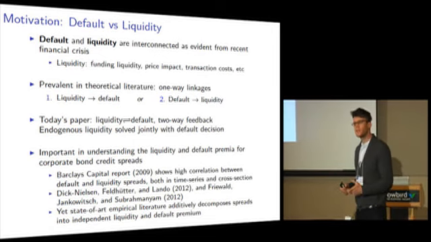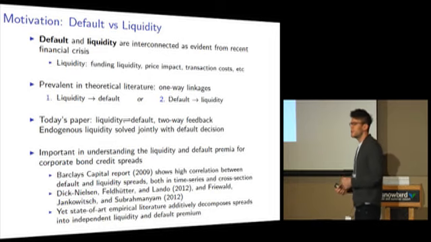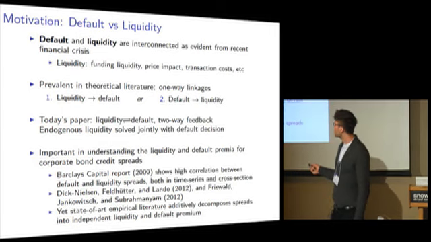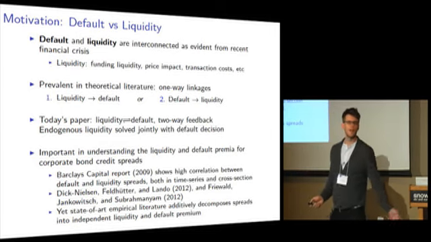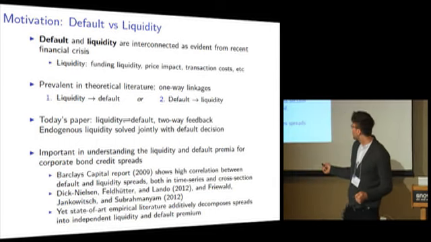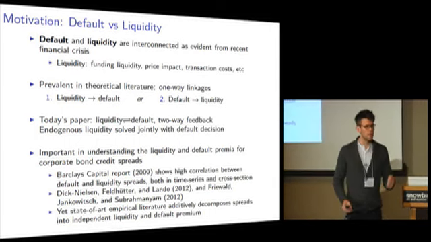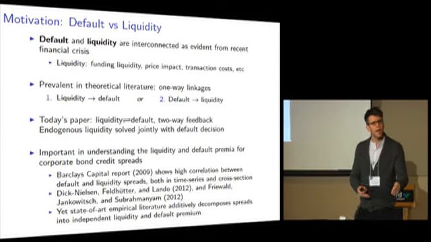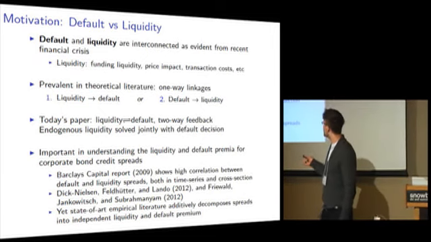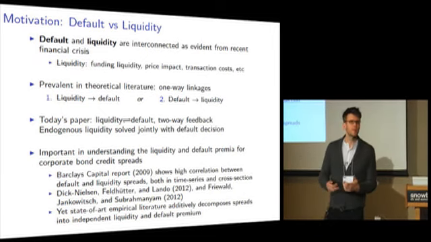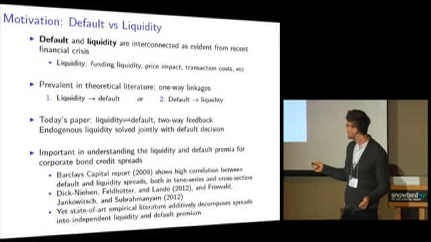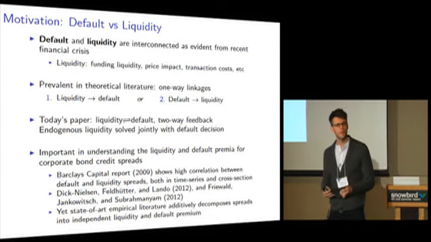So really what's prevalent in the theoretical literature is that you usually have one-way linkages. You assume either a certain kind of exogenous liquidity, and then you look how that exogenous liquidity affects default, or you assume there's a certain default rule, and then you check how it affects liquidity. Say, when you think of certain run models, they have this structure. And what today's paper is trying to do is have liquidity and default interact with each other. So both are endogenously derived.